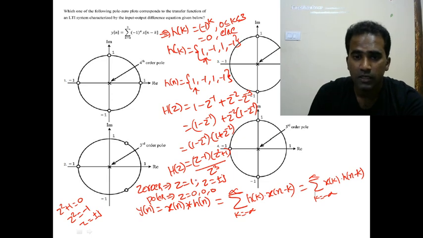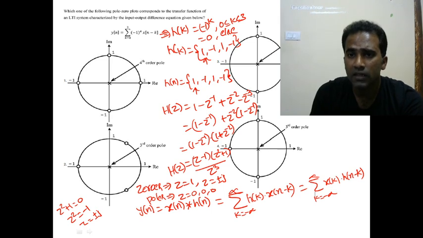How about zeros? The zero locations are at 1 and plus or minus j. Here the zero location is not there at 1, so this is cancelled. So the zero locations are there at 1, plus j and minus j. This one, option 3, satisfies the pole-zero plot. This other one is not correct because the zero is at minus 1, but the zero should be at plus 1.